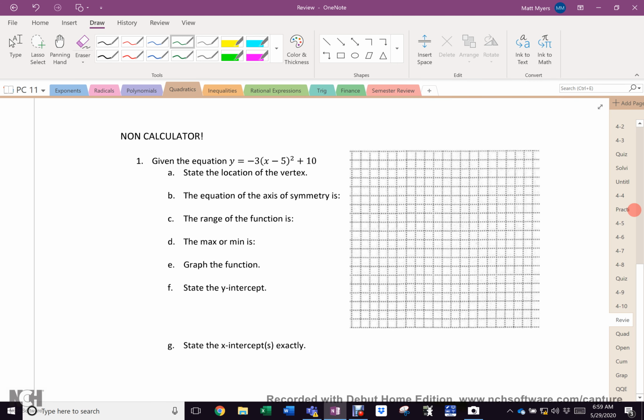Now this says non-calculator, but of course there's no way I can prove you did it non-calculator, so it's no big deal. Everything is worth 1. So location of the vertex, 5, 10. Axis of symmetry, x equals 5. The range, those are the y values. If 10 is the vertex and it's negative, y has to be less than or equal to 10, which means my max, y equals 10. Graph the function.